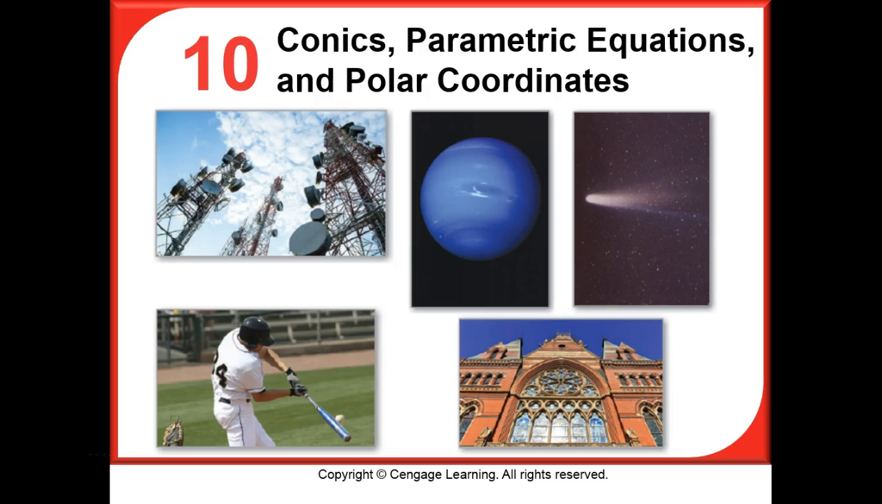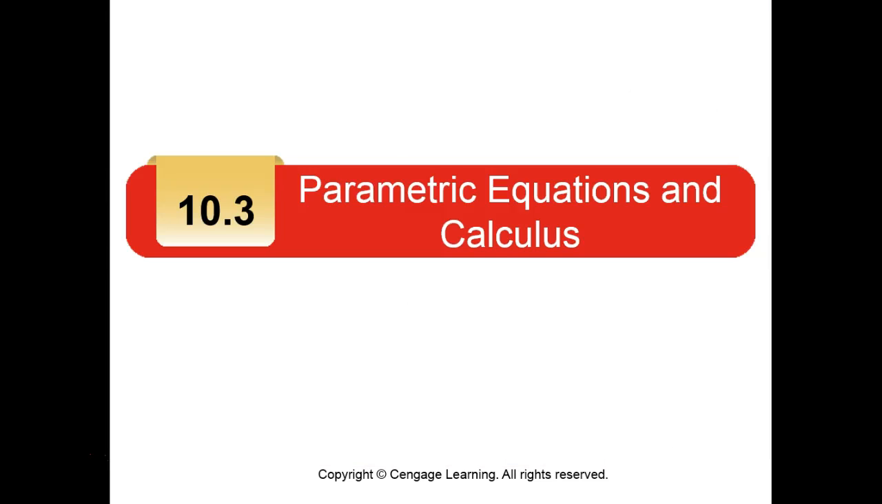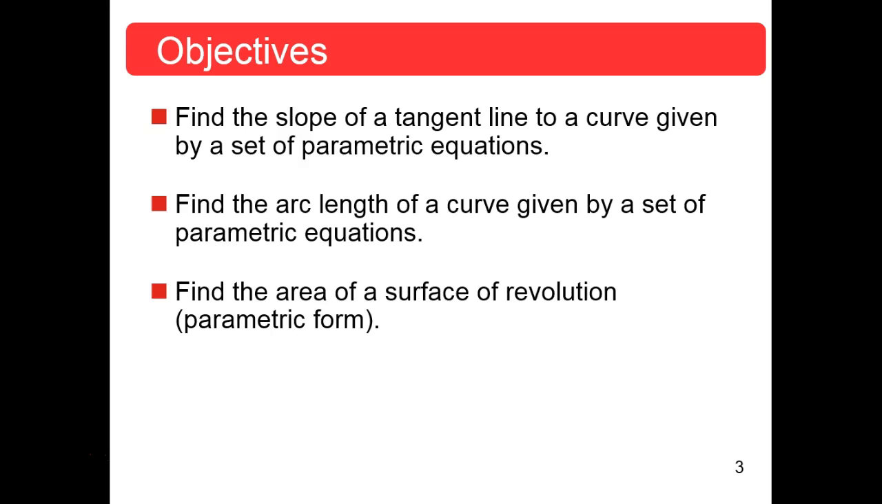Chapter 10, if you recall, was conics, parametric equations, and polar coordinates. We didn't do anything with conics, only with parametric equations. 10.1 was conics, 10.2 and 10.3 were parametric equations, 10.4 and 5 and I think maybe 6 were polar coordinates. So we're just doing the second one of parametric equations, 10.3, parametric equations in calculus.